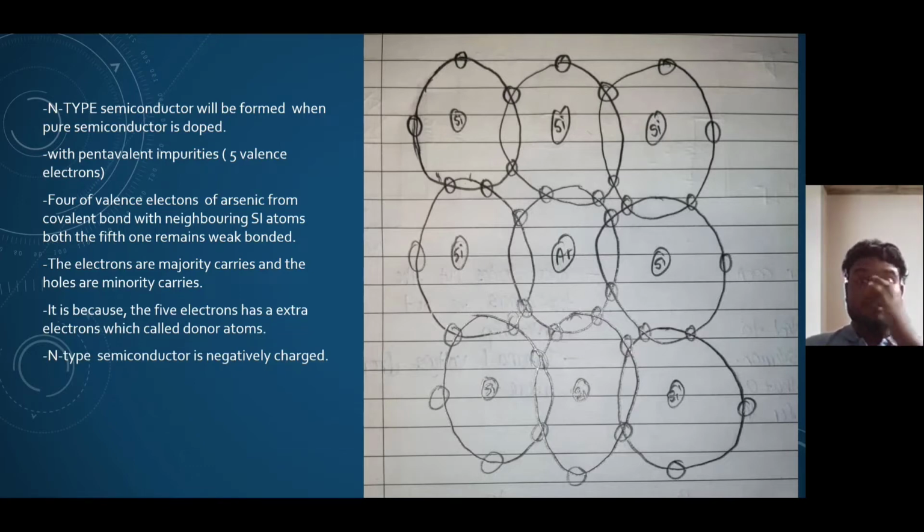Moreover, the electrons are the majority carriers, and the holes are the minority carriers. It is because the five-electron atom has an extra electron to donate, which is called a donor atom. Finally, it is called an n-type semiconductor because the extra electron is negatively charged.